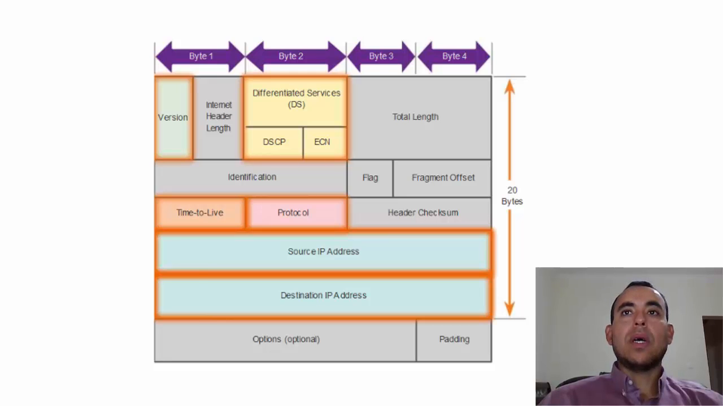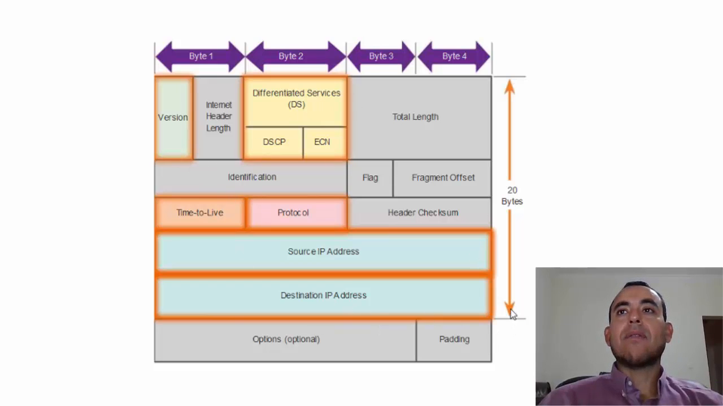As we said, there are two common protocols in the network layer. One is IP version 4 and the other one is IP version 6. IP version 4 encapsulates the incoming segments from the transport layer into an IP packet, and it adds an IP header which actually looks like this.